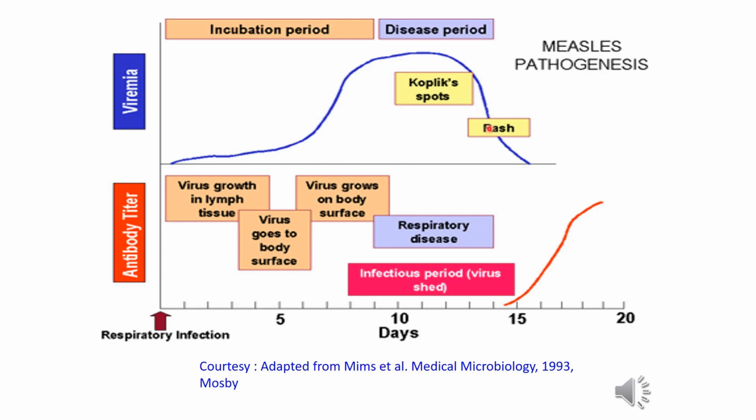This graph shows the progression of measles. Initially there is an incubation period. After that Koplik spots occur just before the appearance of the rash, when the disease is manifested, and then the antibody titer is seen in this way.